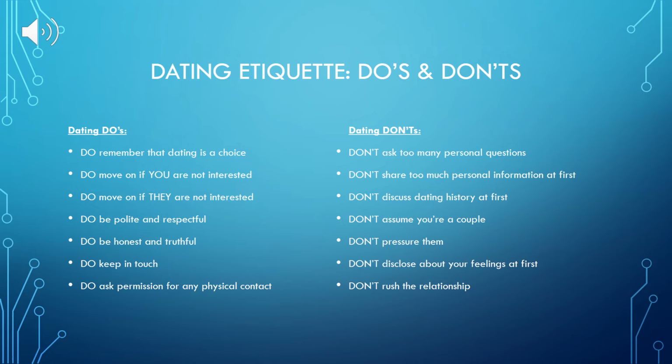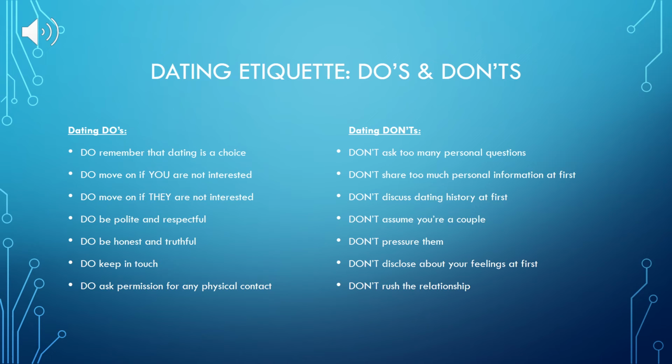As you see in the list of dating do's, we encourage that you remember that dating is a choice. You move on if they're not interested. You move on if you are not interested. Be polite and respectful, be honest and truthful, keep in touch, and ask permission before applying any physical contact. Now let's talk about the dating don'ts.